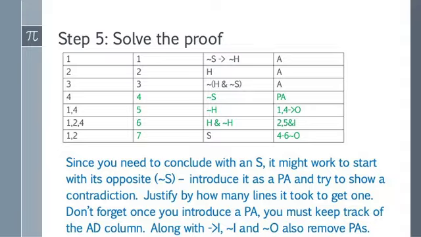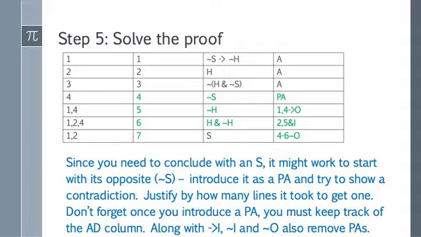Line 5, look at the justification, right? 1 and 4 arrow out. Well, 1 and 4 are assumptions, so just put those there, 1, 4. Line 6, that's 2 and 5. Well, what about 2 and 5? We've already calculated them, so just start checking the AD column. Okay, line 2 is 2, line 5 is 1 and 4, so just put 1, 2, and 4.